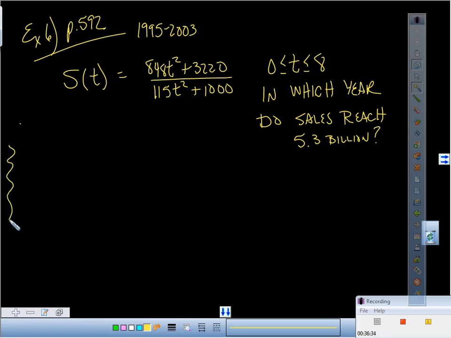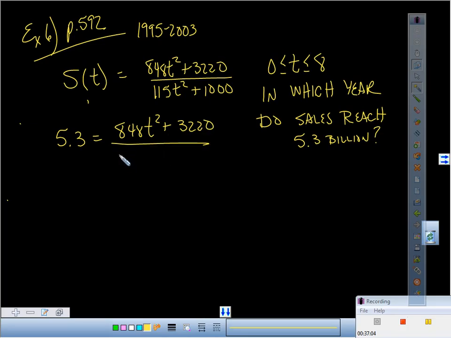Like X plus T. What are you going to plug it in for? T. What's T stand for? Time. Is billions in time? No, not for any of us, people. You're going to plug it in for S of T. Very good. The sales with respect to time. So when my sales are 5.3 billion, how long or in what year will that happen? All right, so then it looks like this, right?